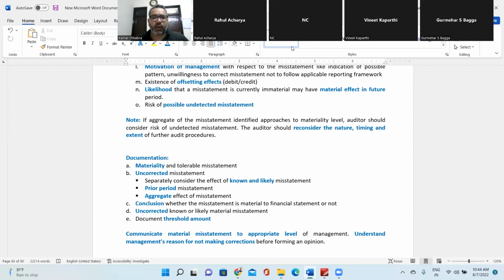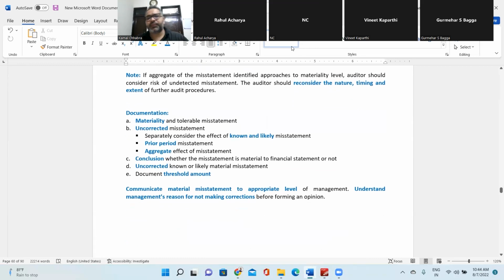So if the aggregate of misstatements identified approaches the materiality level, the auditor should consider the risk of undetected misstatement. The auditor should reconsider the nature, timing, and extent of further audit procedures. So if you have identified any material misstatement, or a misstatement which is close to the materiality level, then you need to reconsider the nature, timing, and extent, and perform additional audit procedures around that particular area.